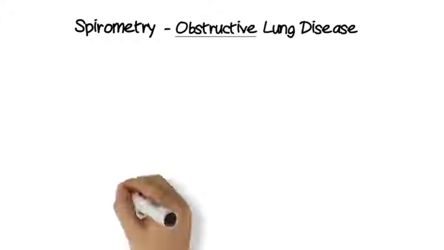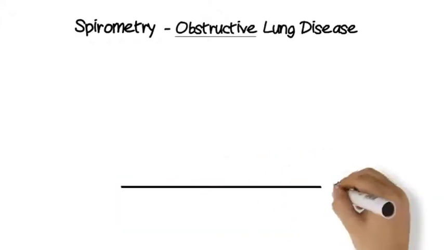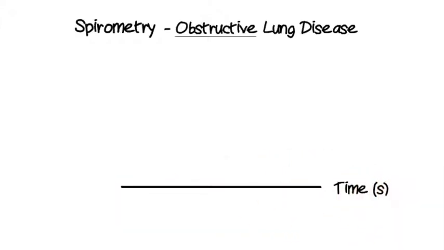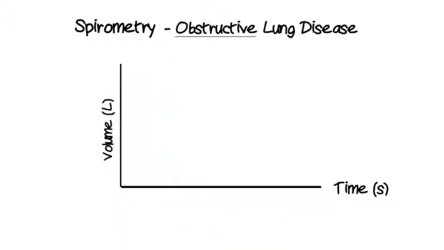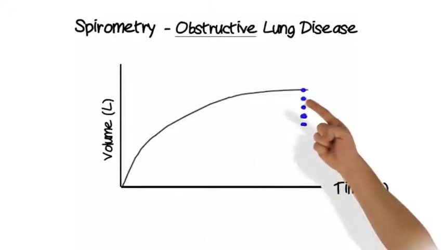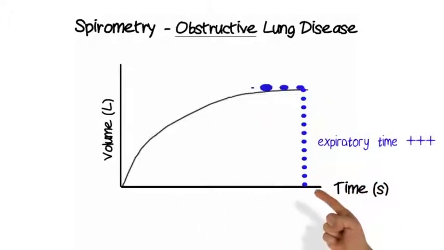If we examine a volume time trace, we have time here on the x-axis and volume here on the y-axis. Now let's add a typical trace of someone with obstructive airway disease. As you can see from this volume time trace, the time component on the x-axis is longer than would be expected for a normal subject, despite a normal total volume expired.